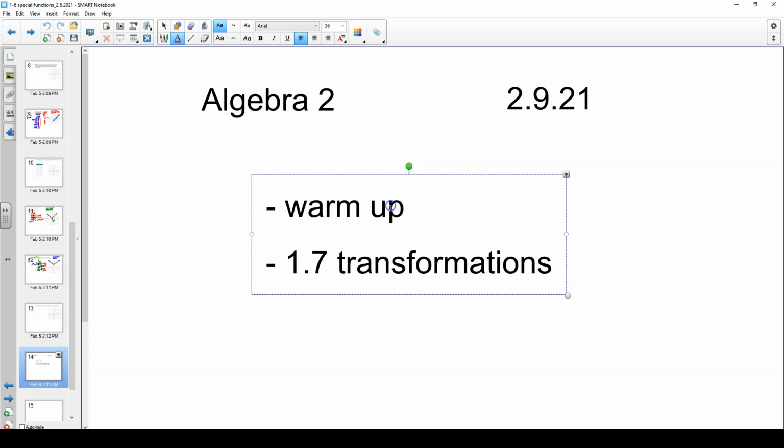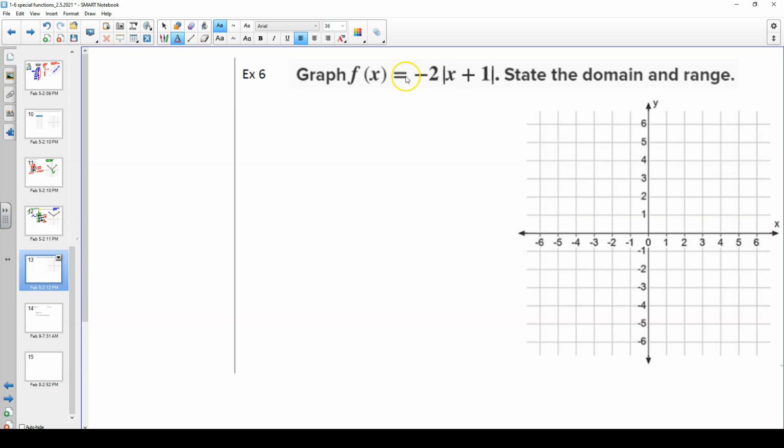For the warm-up today, what I want you to do is take out your notes from 1.6. Take those out, and then we're just going to end up finishing one of these examples because I don't think we finished it, and this is a good chance to review absolute value function. So you can go ahead and pause the video if you need to, but I want you to attempt example 6 in lesson 1.6, which is an absolute value function.